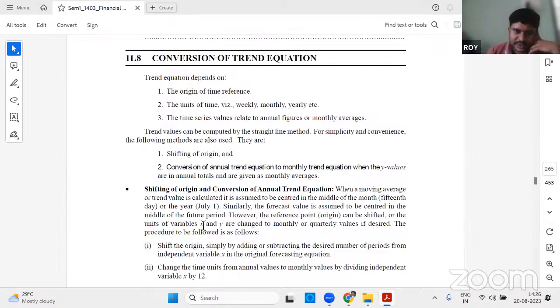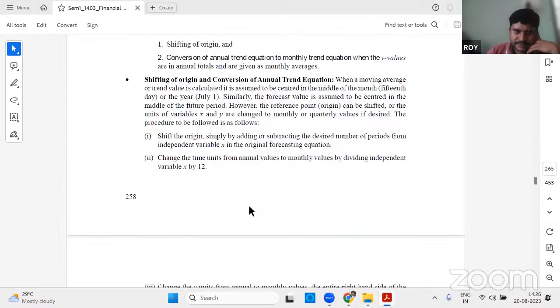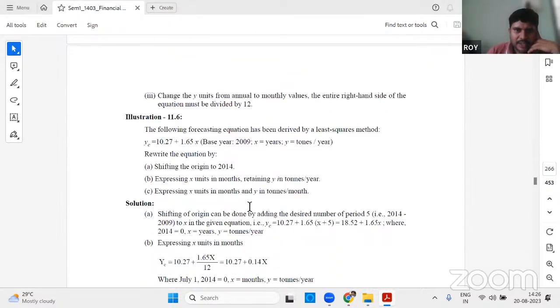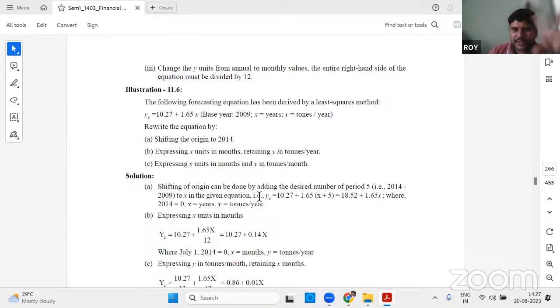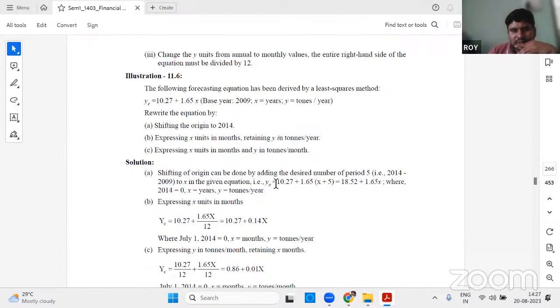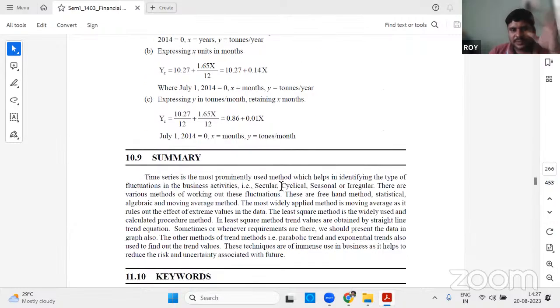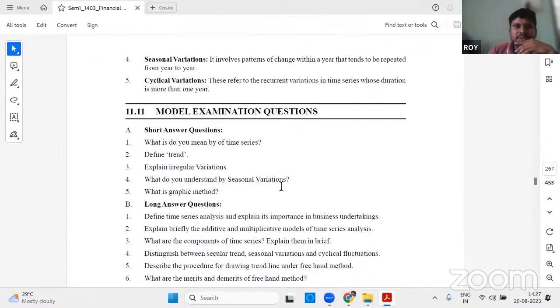Conversion of trend equations. The following forecasting equation has been derived with series Y is equal to a plus bx. Rewrite the equation by shifting the origin to 2014, expressing X units in months, retaining Y in years. These are all the twisted sums. You just go through this, you will understand this. Basically we can understand.